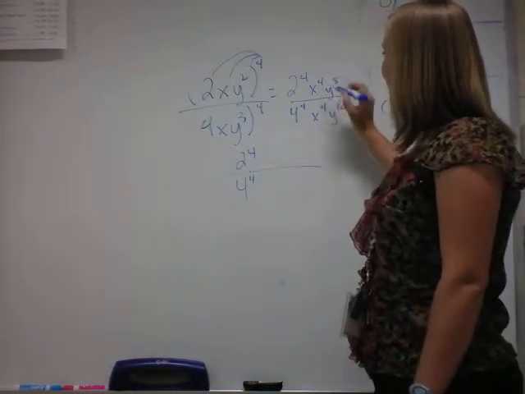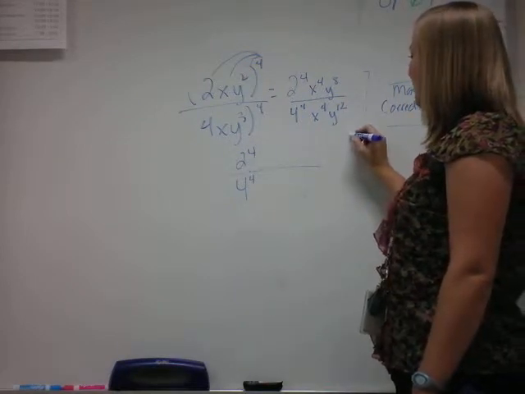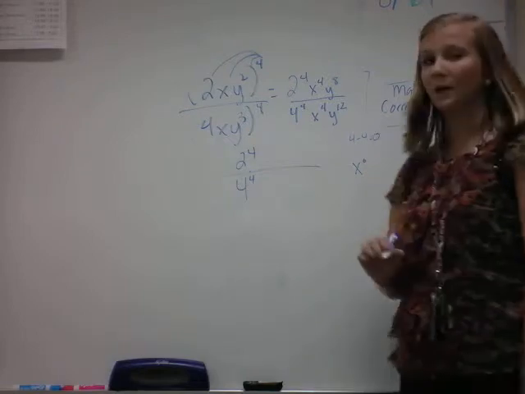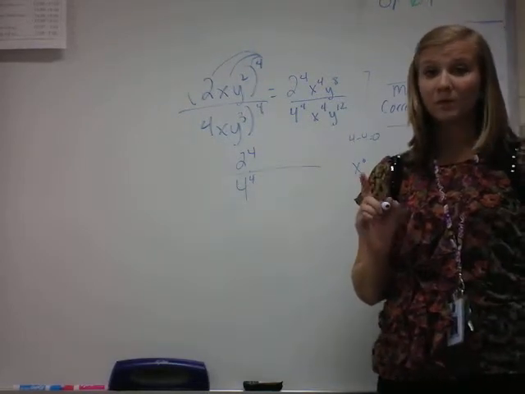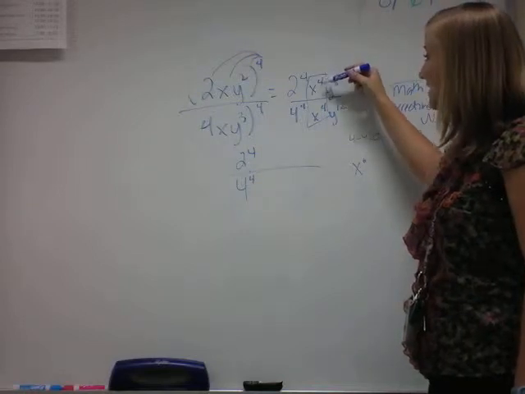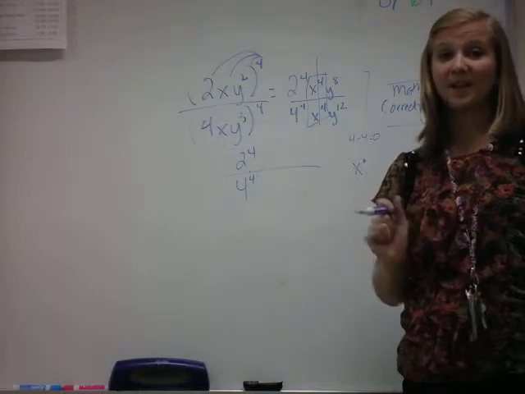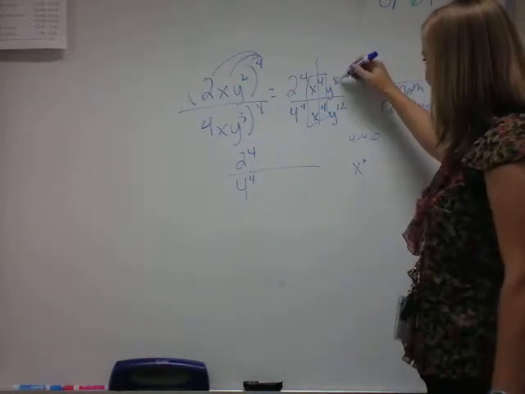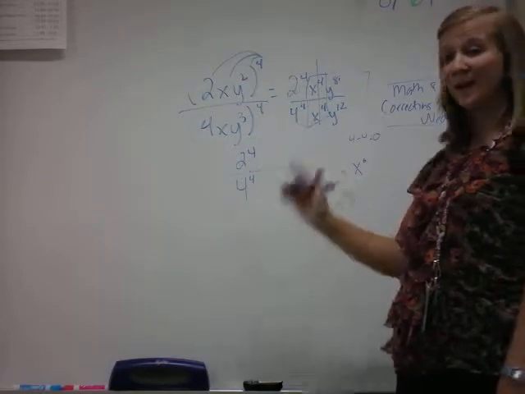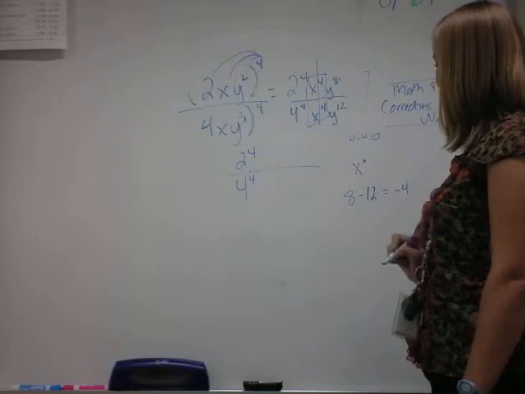So then I have x to the 4th minus x to the 4th. That leaves me 4 minus 4 is 0. So x to the 0 power is 1. So another way to look at it is we have the same thing on top and bottom, so all of them are going to cancel out. So we don't have x's anymore. Then I've got 8 minus 12. Again, it probably helps to write it out. 8 minus 12, that gives me -4.